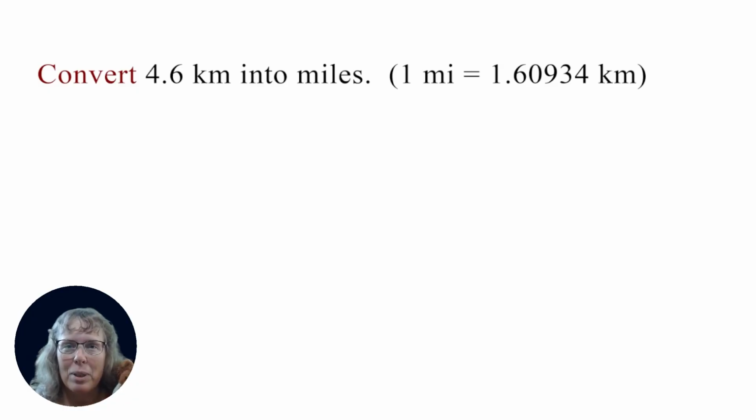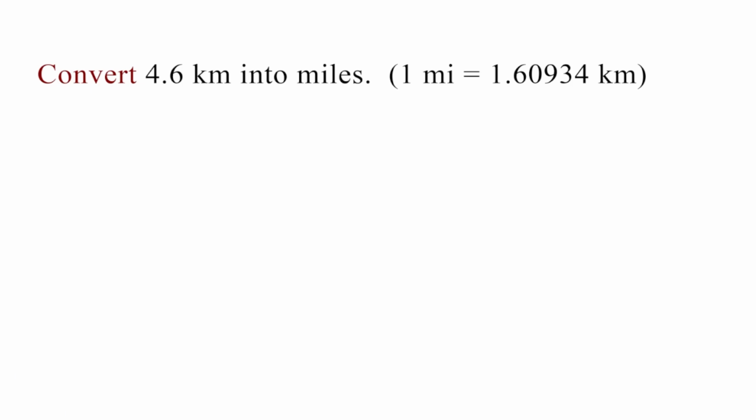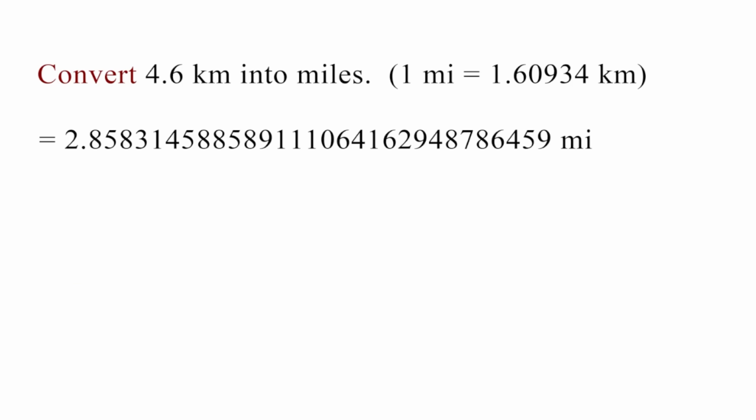Another place where we end up using significant digits often is in conversions between measurement units. Because you have one measurement, and then you convert it, and then you get a long decimal number, and then you need to round it. So here we have 4.6 kilometers, we convert it into miles. This conversion factor has a lot of significant digits here. This is what a calculator gives you, a long string of decimals. How do we round it?